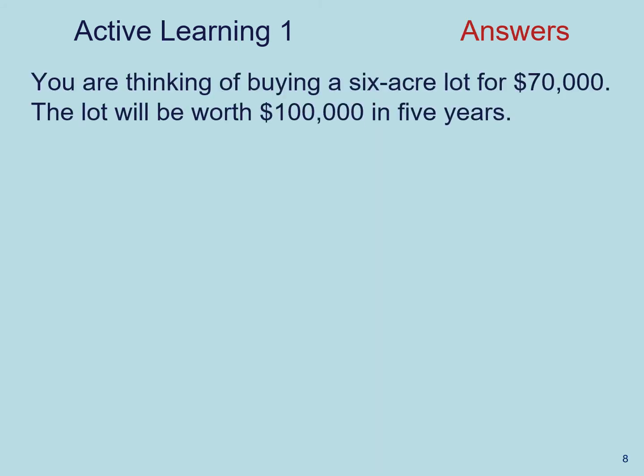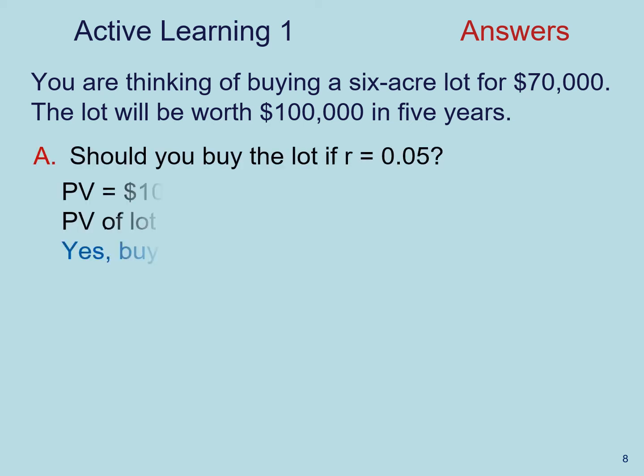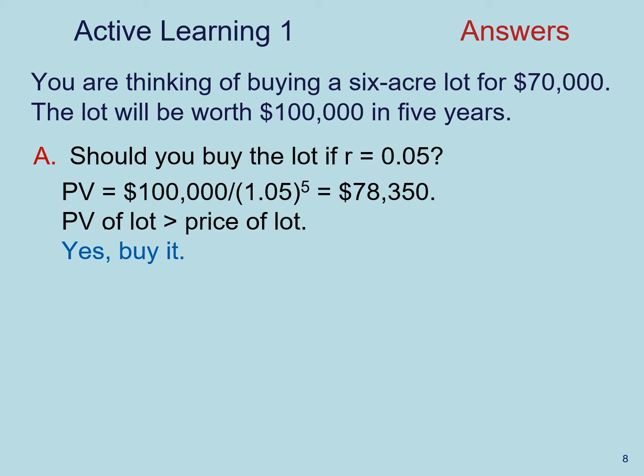All right, so you're thinking about buying this lot. Let's think about scenario A. So should you buy the lot if the interest rate is 5%? Well, the present value of $100,000 5 years from today at a 5% interest rate is $78,350. So the present value of the lot is bigger than the price of the lot. So yes, buy it.